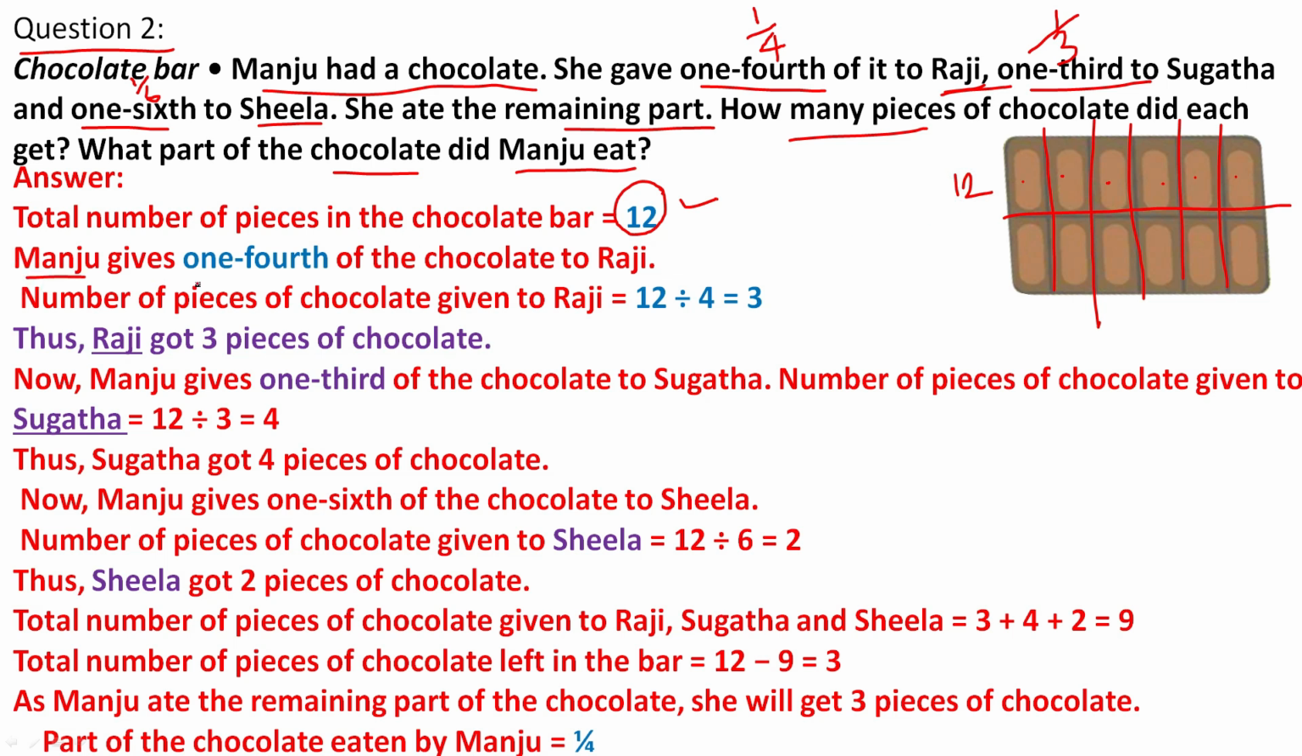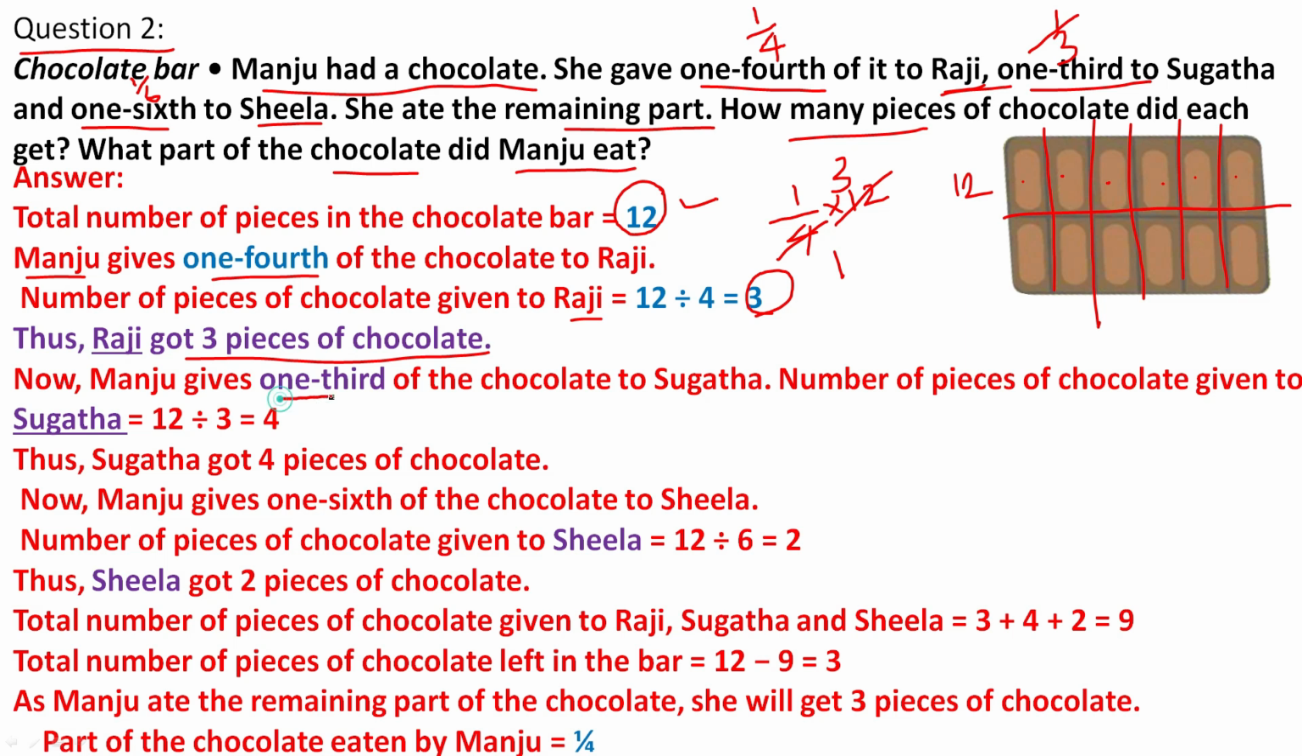Manju gives 1/4. 1/4 means 1 by 4 into 12 is equal to how many pieces she gives to Raji? 1 by 4 of 12. 1/4 is 4. 3 4s are 12. So 3 pieces of chocolate Raji will get. Thus Raji got 3 pieces of chocolate.